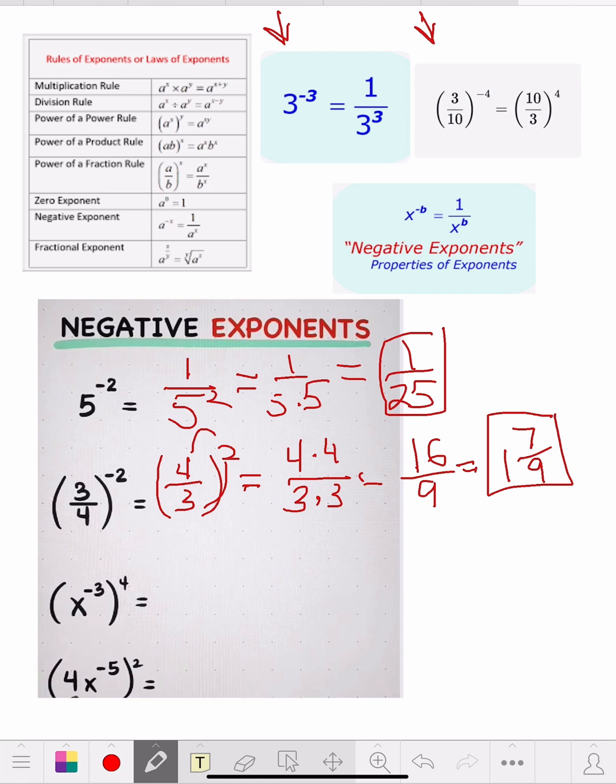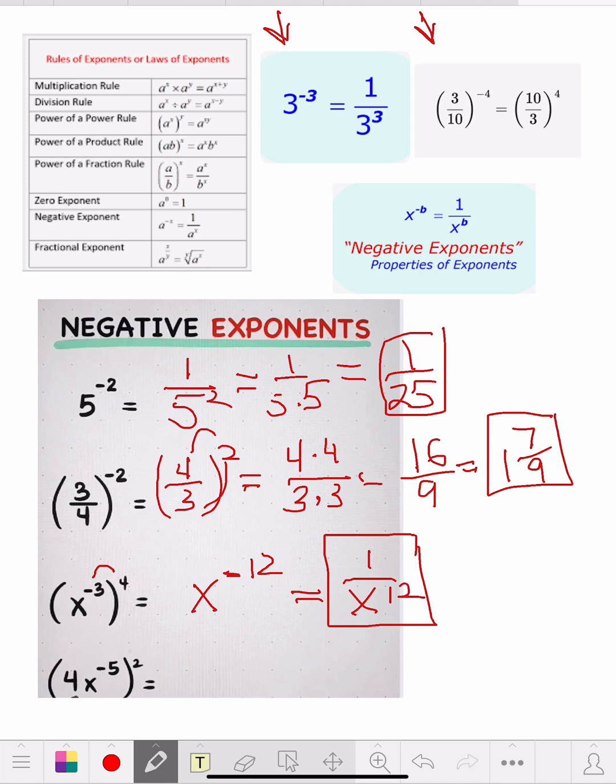For the next one, what I'd do first is multiply in. So I'd come out with x to the negative 12, because you multiply the exponents: 4 times negative 3. Then I'd flip it, because you can't have a negative, so I'd have x to the 12th. And that's my answer. And that's probably what they're going to show on the multiple choice. Now the next one's a little different.